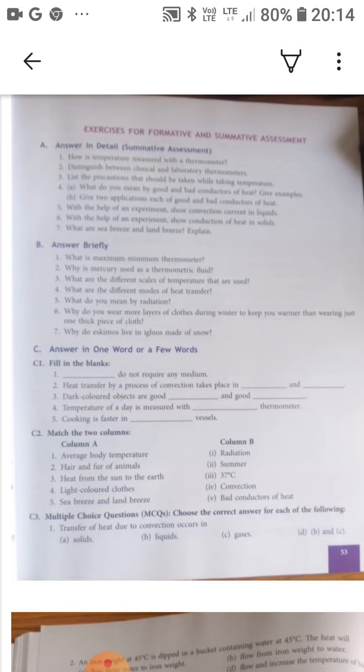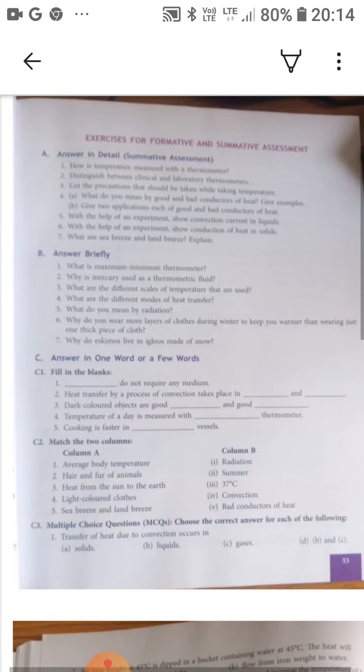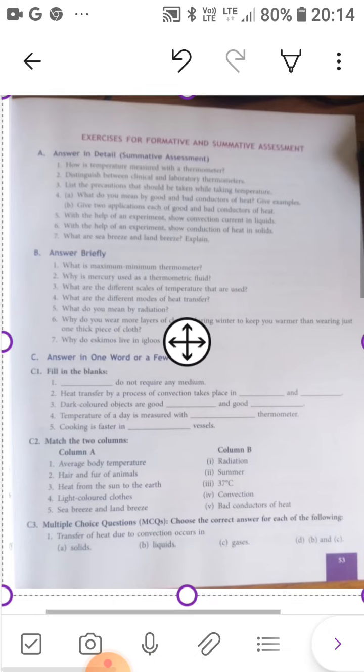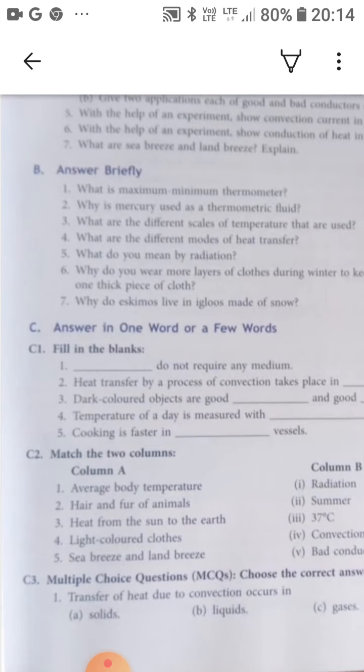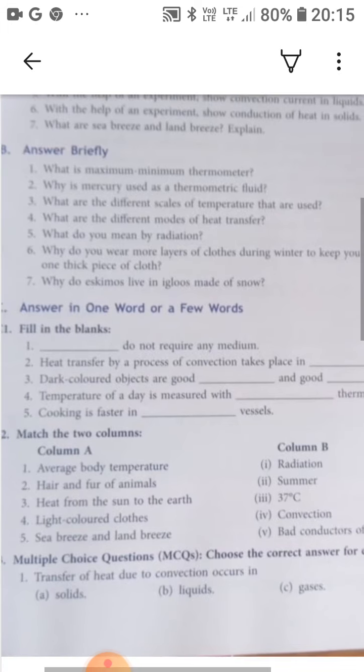Today we are going to complete some parts of the exercises of chapter 4, that is heat. So students, open page number 53 in your science book and keep a pencil with you to underline, to fill empty places, to match the two columns and to choose the correct answer in multiple choice questions.